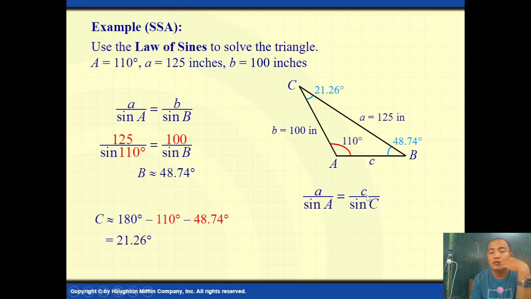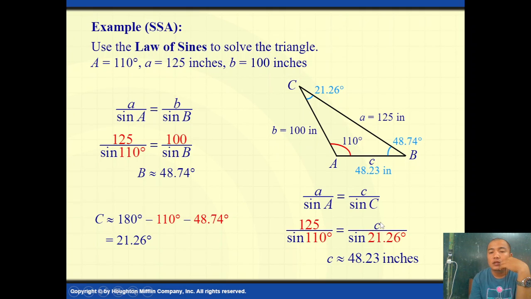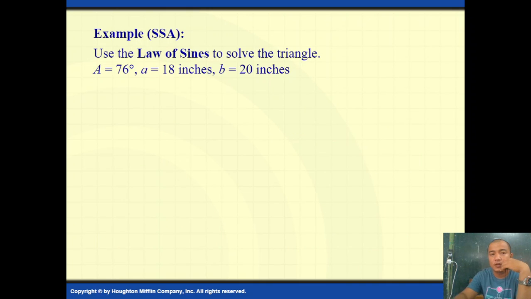So for side C, we're going to use A over sine A is equal to C over sine C. A is 125, angle A is 110, equals C over sine 21.26 degrees. Angle C is 21.26 degrees. So from here, to solve for side C, we multiply 125 by sine 21.26 divided by sine 110, which is equivalent to 48.23 inches. Okay? No problem, sa may scientific calculator, mas mabilis ang pag-solve.